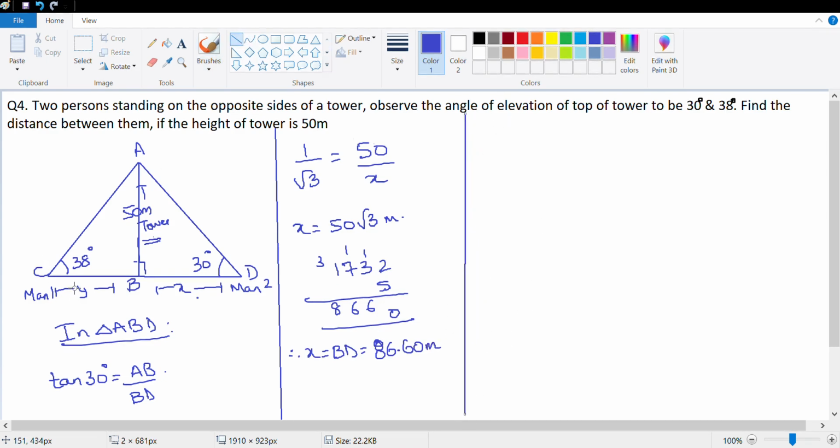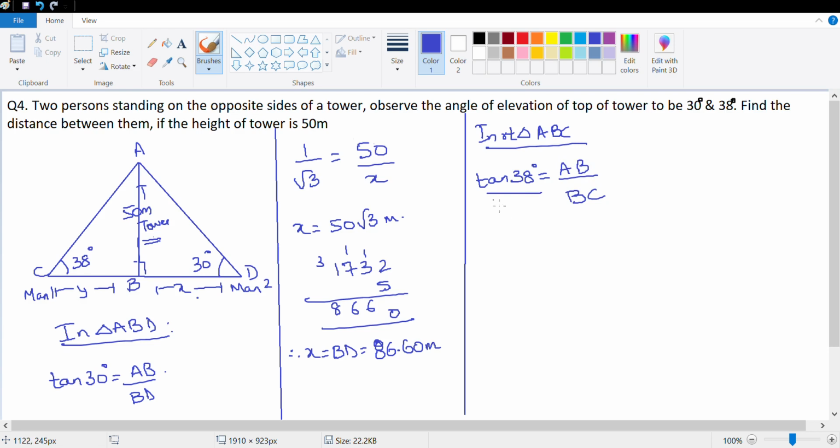Now we need to figure out the distance of B and C. So let's look at the second triangle. In right triangle ABC, again, let's look at tan. So tan 38 degrees would be equal to AB upon BC.